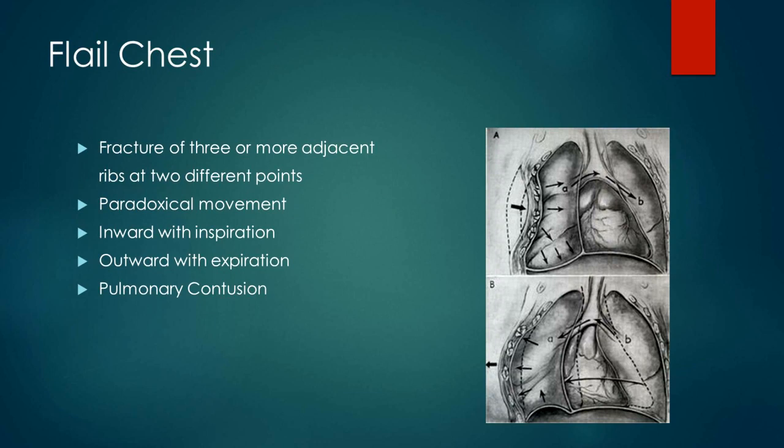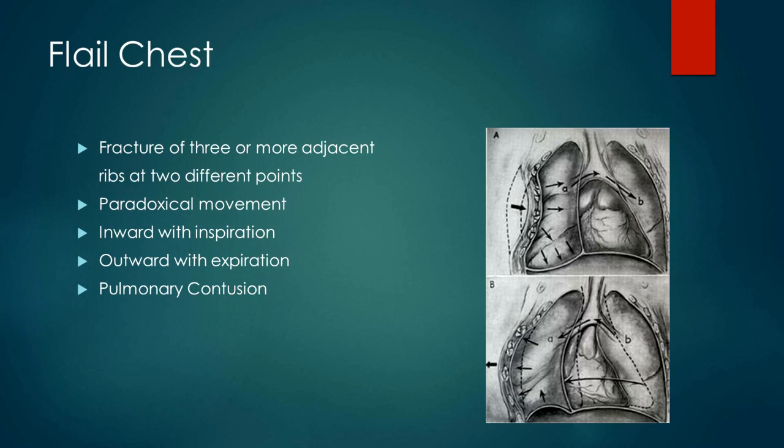Flail chest, we talked about this some in the trauma lecture, but this is a fracture of 3 or more adjacent ribs at 2 different points, meaning that the same rib is fractured in 2 areas over a course of 2 to 3 ribs. And this is going to cause this paradoxical movement. So when they inspire and their chest wall is moving outward, you're going to see that flail segment move inward. And when they go to expire and the chest wall is moving inward, you're going to see an outward movement of that flail segment.